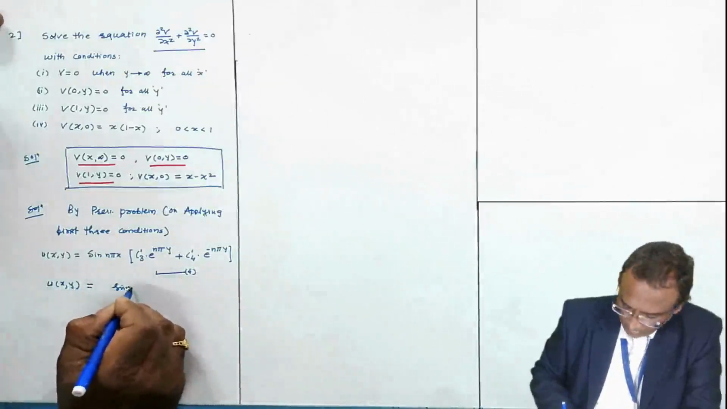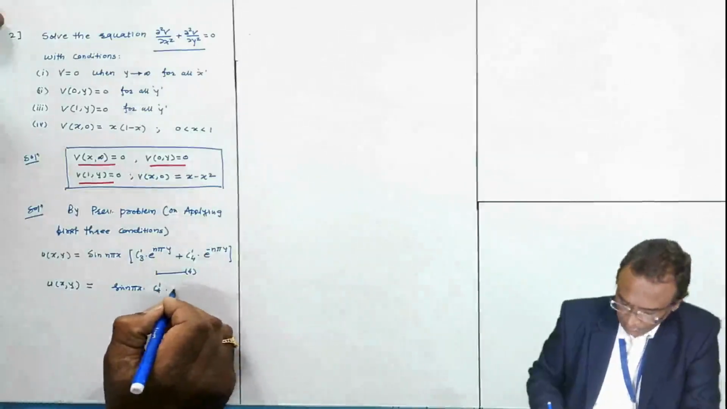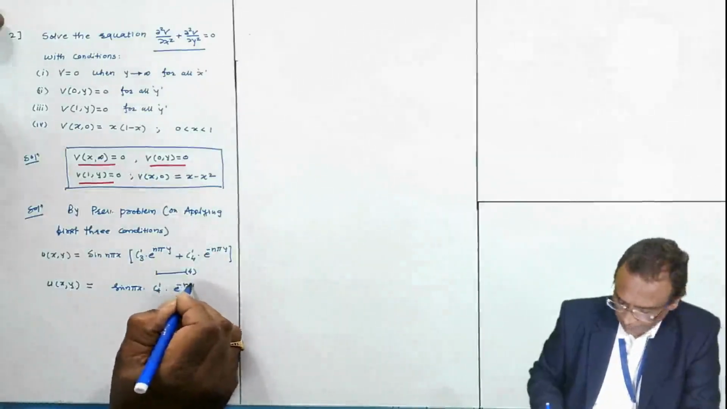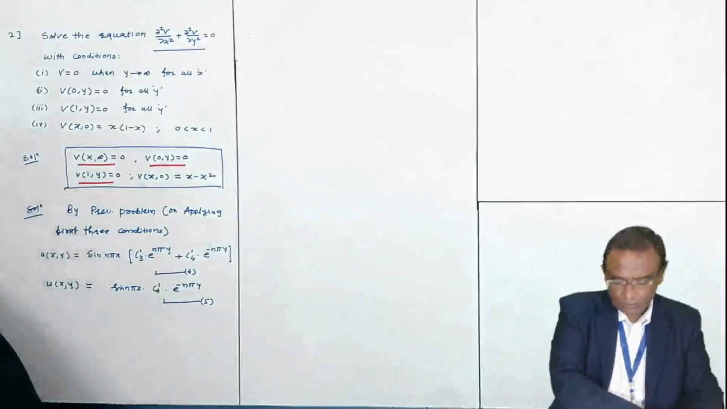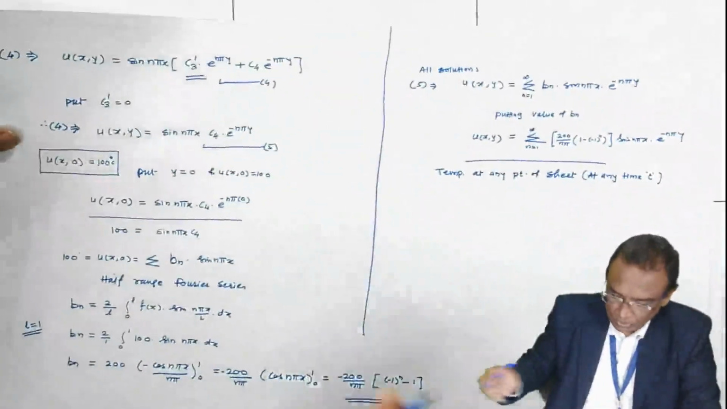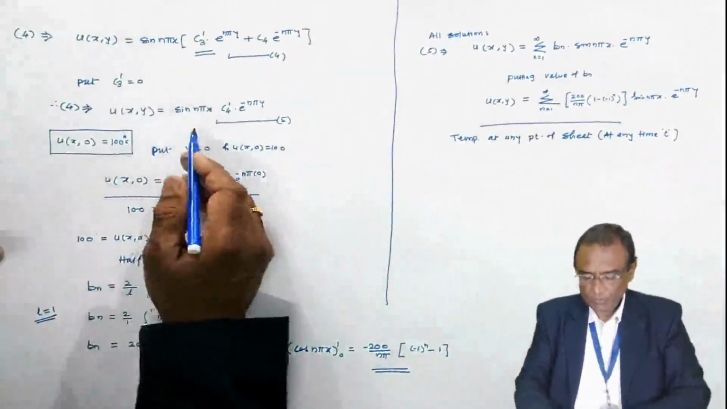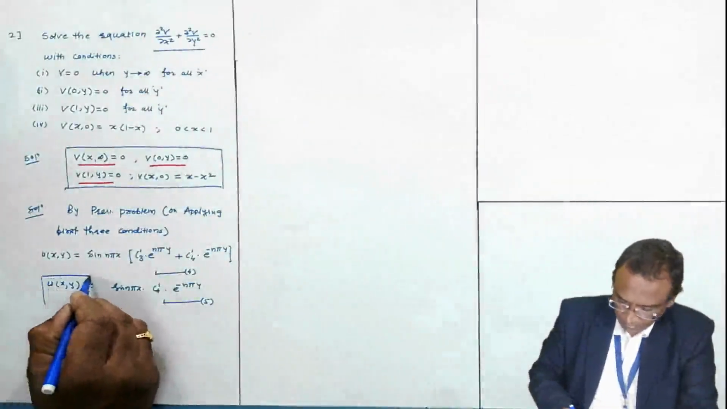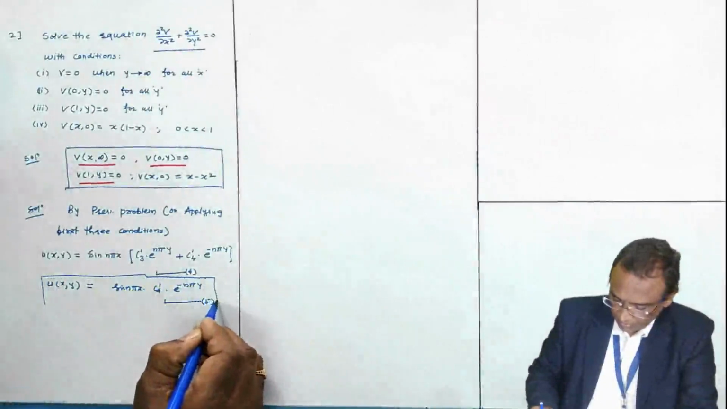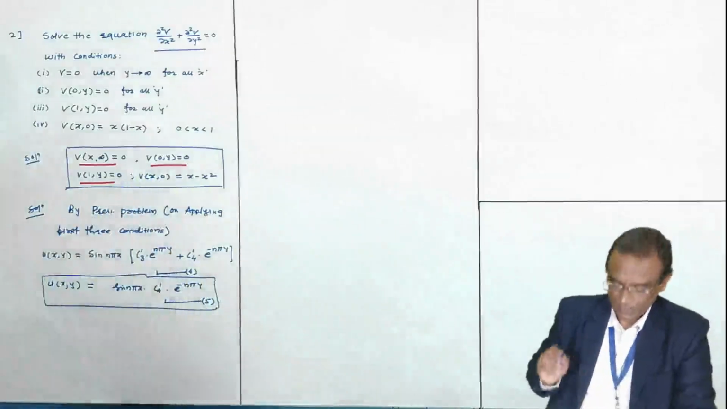Sin n pi x multiplied by c4 dash e to the power minus n pi y. Okay, this is our equation 5, and when we use three conditions, this is our c4 dash. Equation 5 we can write directly. This equation we have obtained by applying the first three conditions.